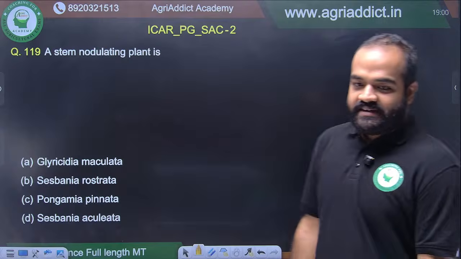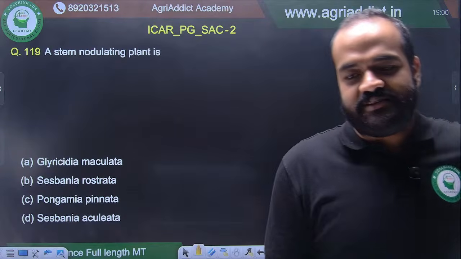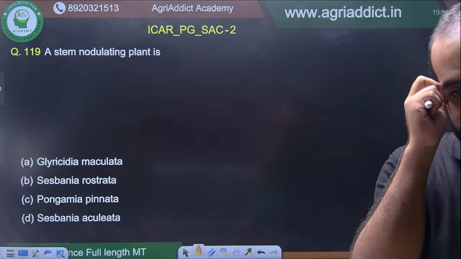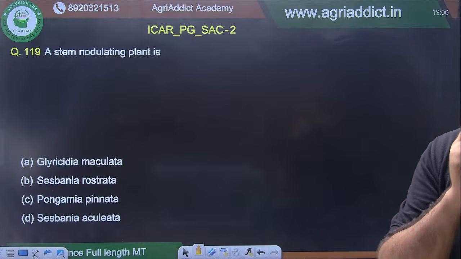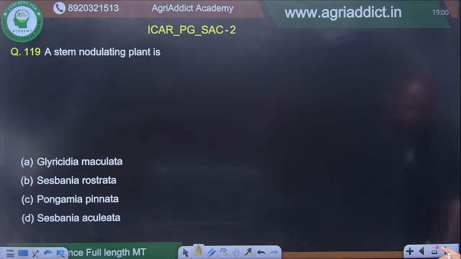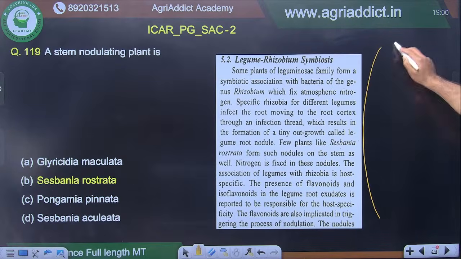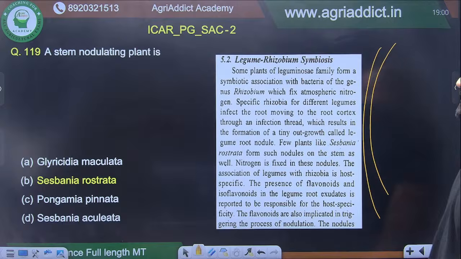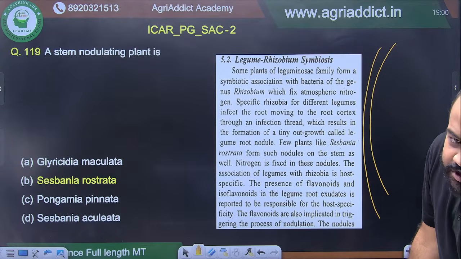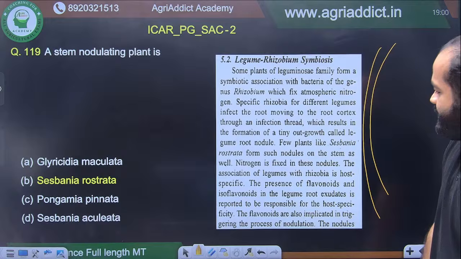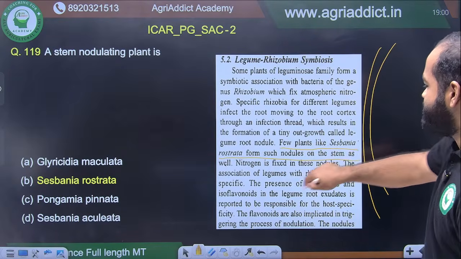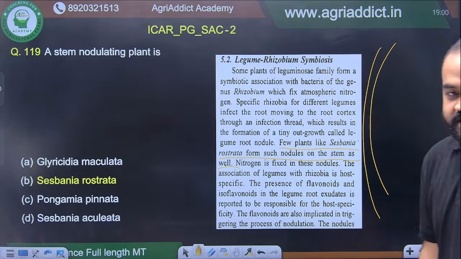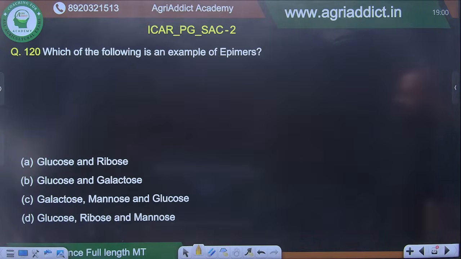Stem nodulating plant, after a long time a very straight and easy question has come. So tell me. Yes, I know everyone will give the correct answer to this. This has been taken from the old ICCS only, directly from the soil biology portion of the old ICCS. Here you can see, few plants like Sesbania rostrata form such nodules on the stem as well. So this is a straight question.